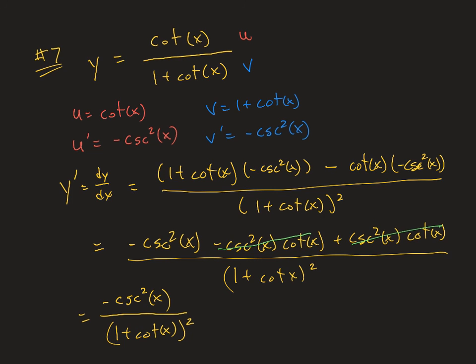The derivative of cotangent of x over the quantity 1 plus cotangent x is negative cosecant squared x over the quantity 1 plus cotangent of x squared. So there you have it. We ran through the quotient rule and we came up with the derivative. Hopefully this helped you out on number 7, and looking forward to doing more calculus with you soon. See ya.